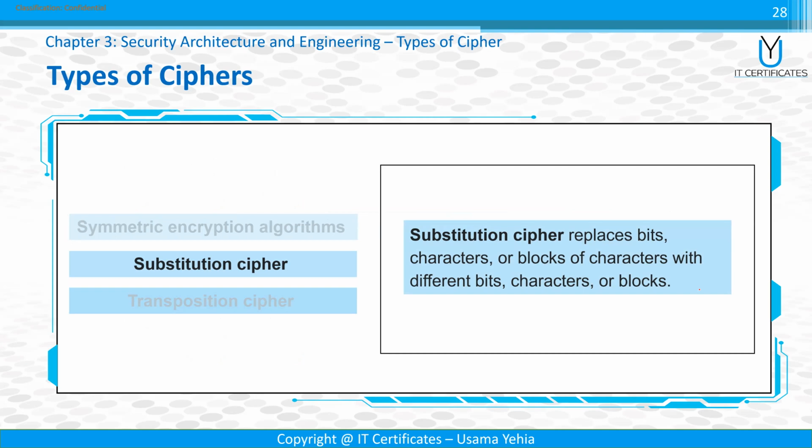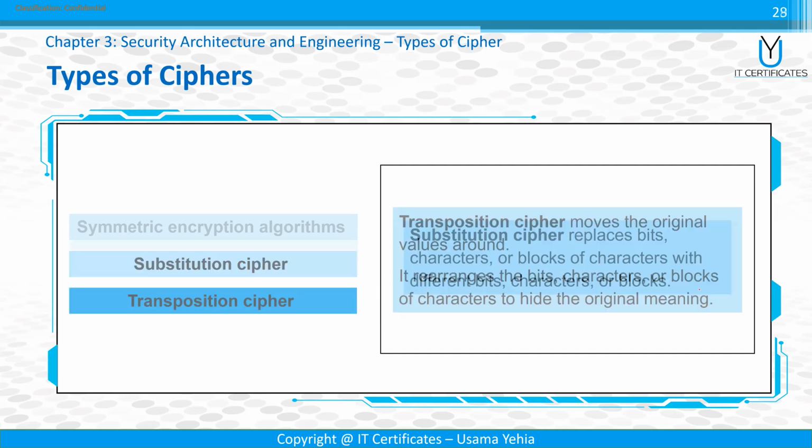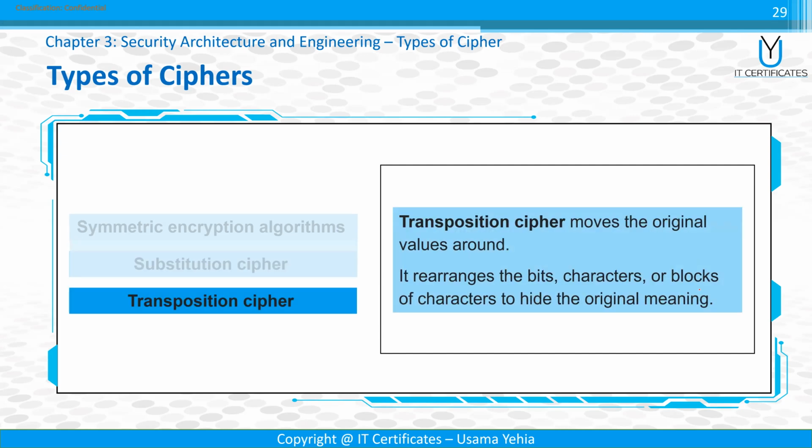What is substitution? Substitution cipher replaces bits, characters or blocks of characters with different bits, characters or blocks. When I have a specific character, I will remove this specific character and put another character. This is the way of encryption. This is the substitution. I will remove a specific character and replace it, or substitute it, with a different character.